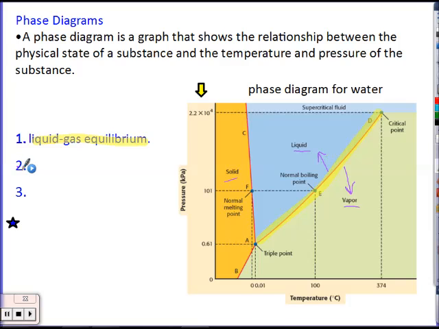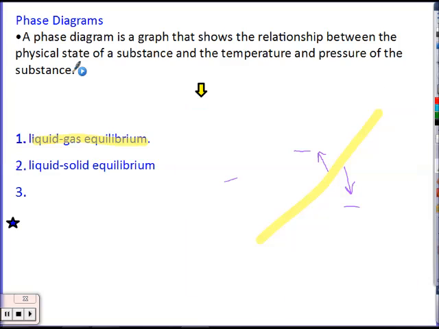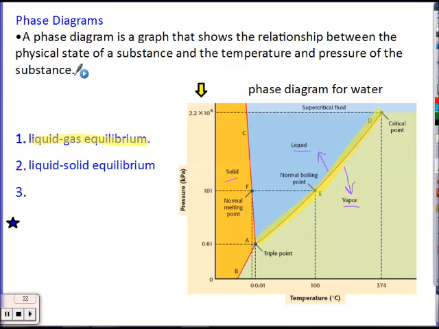The next one is our liquid-solid equilibrium. And this line, solid-liquid, is where the solid and the liquid meet. So again, anything on this side of it would be a liquid, on this side would be a solid.